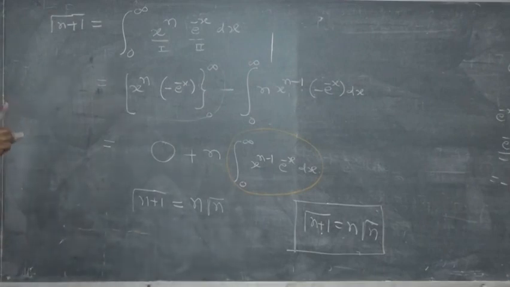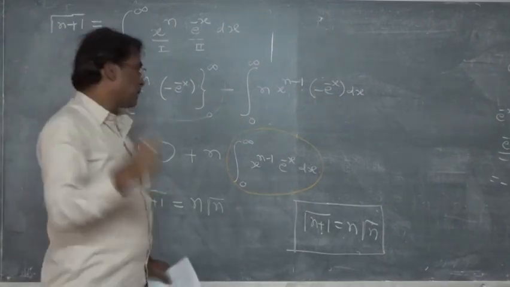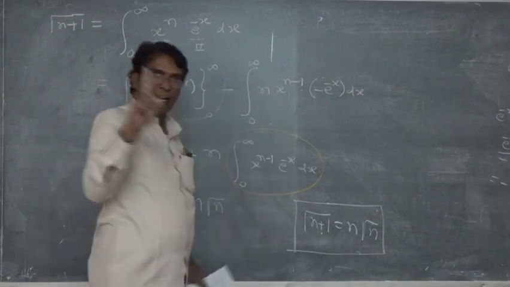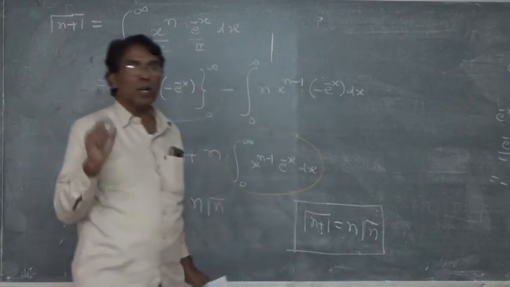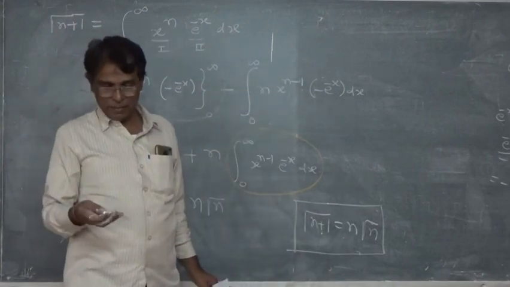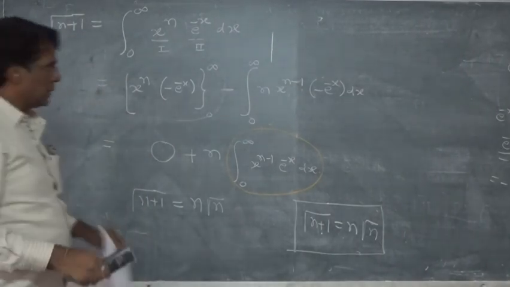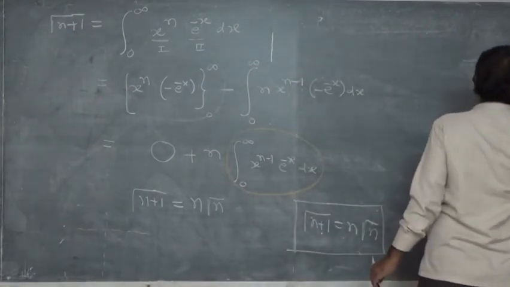So two things you remember now. First of all, gamma n is defined by the integral from 0 to infinity of x raised to n minus 1 e raised to minus x dx, and the second formula is gamma n plus 1 is equal to n gamma n. Now we shall move to the third derivation.